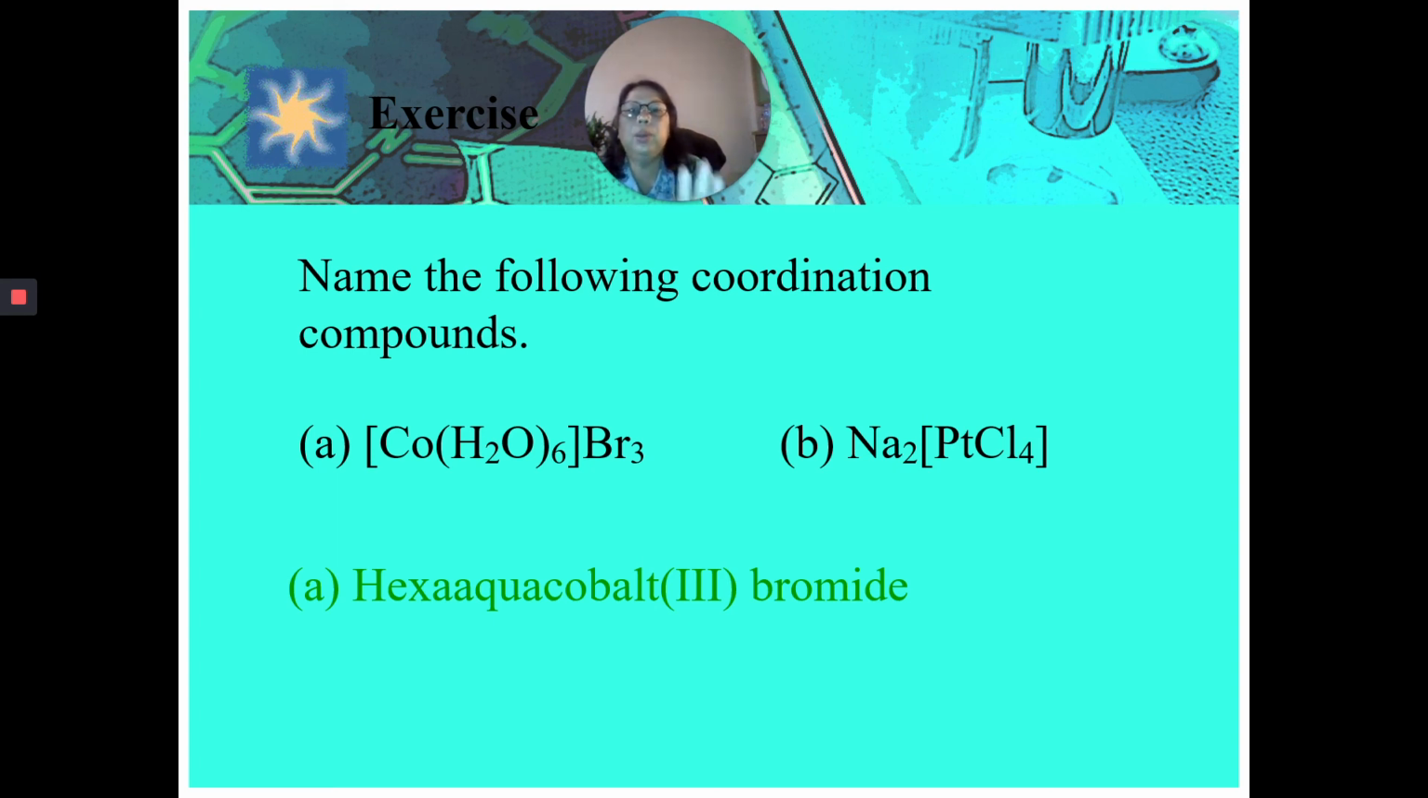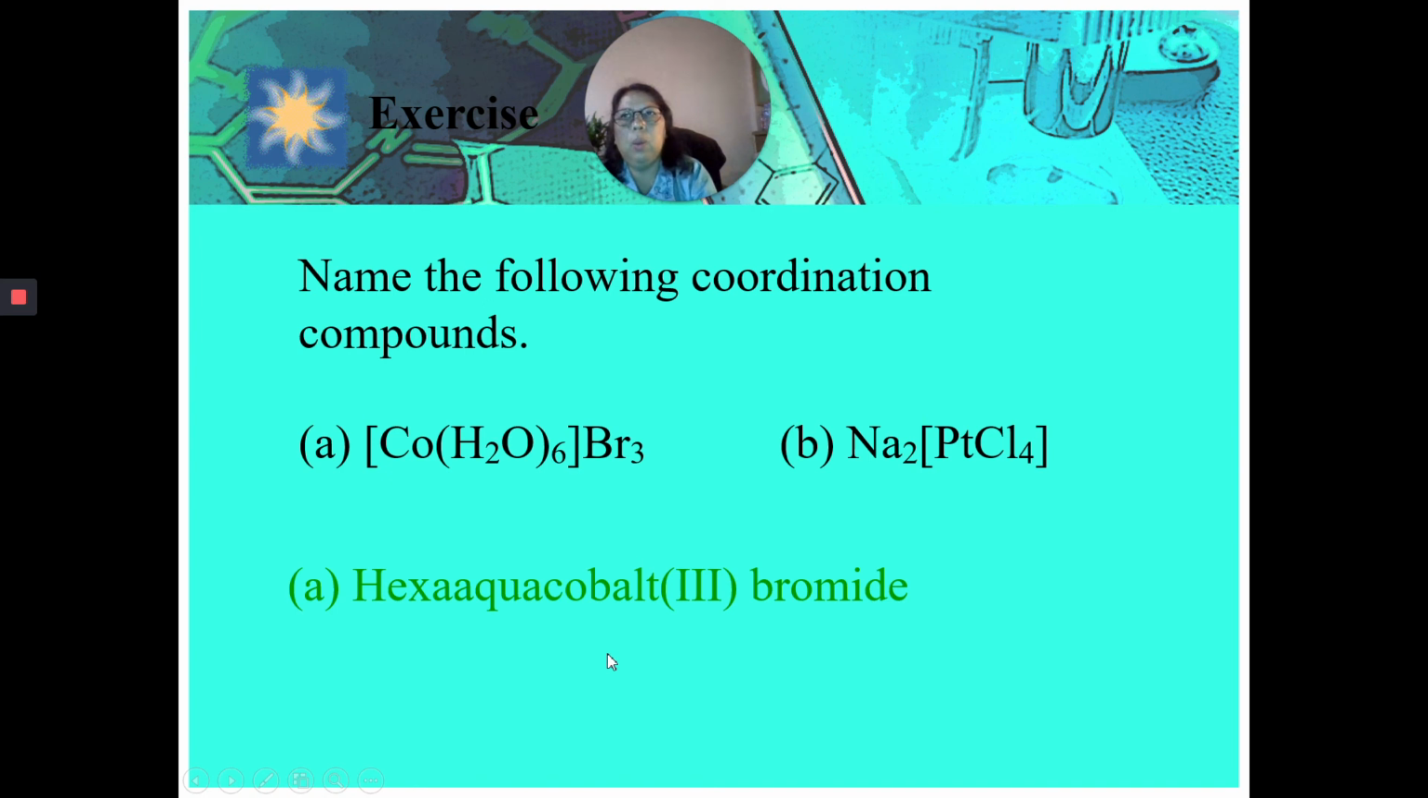Okay, this is how to learn. How to learn is you try to analyze what are these. Okay. Bakit siya naging hexa aqua cobalt? Aqua for water. 6 water, cobalt.